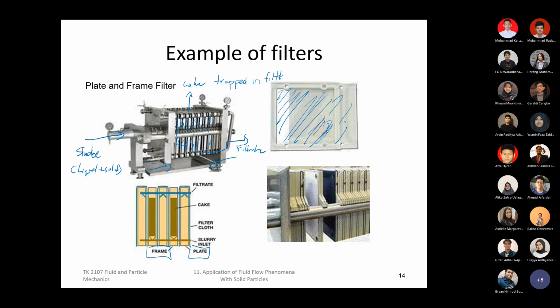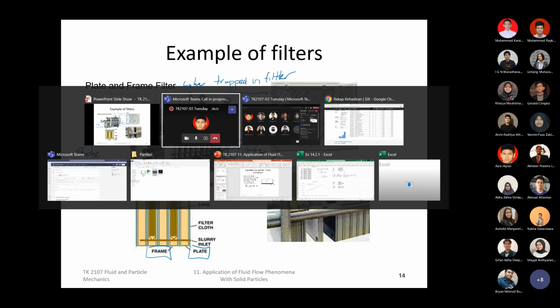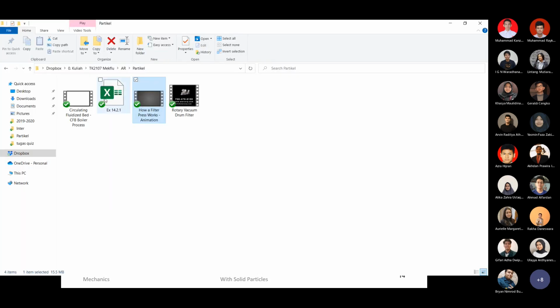So we fill it first, one by one, until it's fully occupied. Then we press the filter, and we get a clean water filtrate, and the cake will still be trapped in the filter. Let me check if I have some video. Yeah, I think this is how a filter press works.